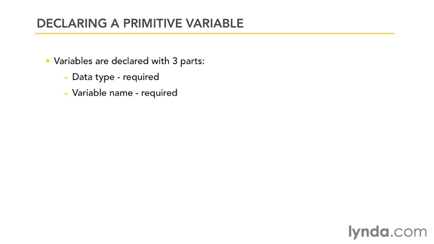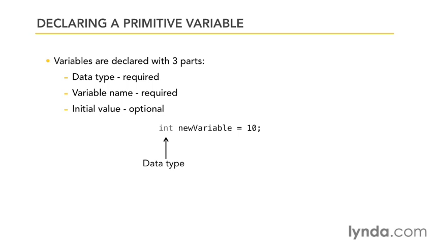The second part is the variable name. Variable names in Java always start with a lowercase initial character, which can be an alphabetical value or an underscore, but not a numeric. These two parts are required. The third part is optional, and it's the initial value of the variable. Here's a classic primitive variable declaration. Int newVariable equals 10.